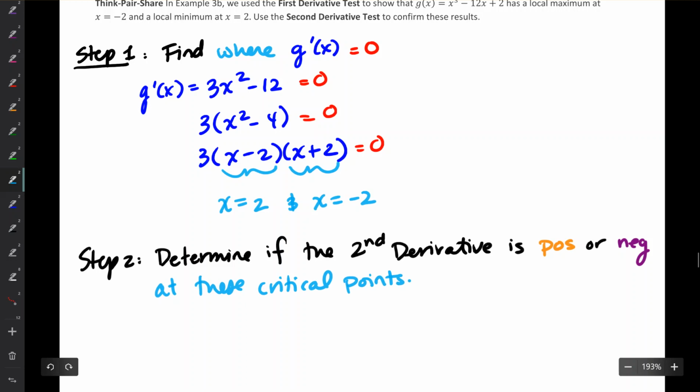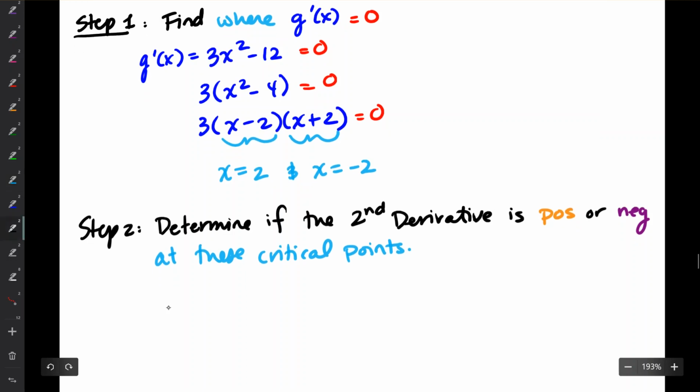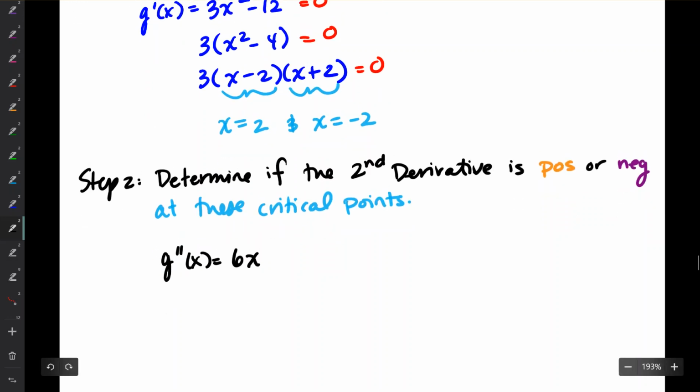All right, so we need the second derivative, g double prime, right? Here's g prime. I'm going to take the second derivative. 3 times 2 is 6x. I'm going to just evaluate the second derivative at minus 2 and at 2. So the second derivative at minus 2 is minus 12.